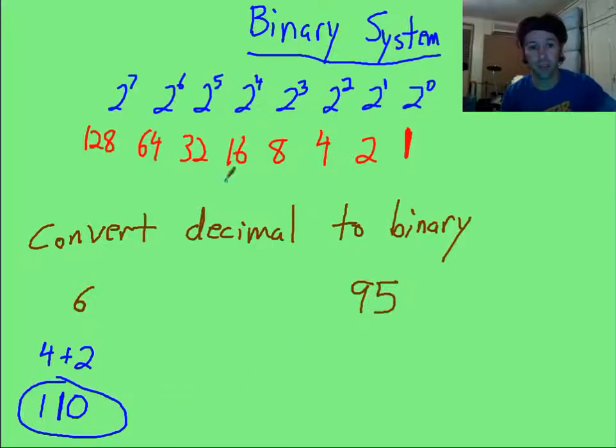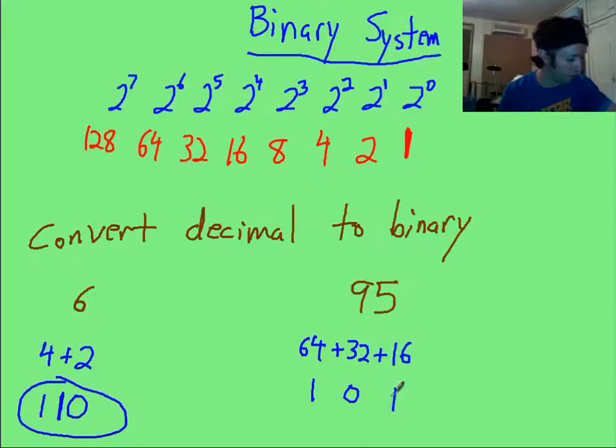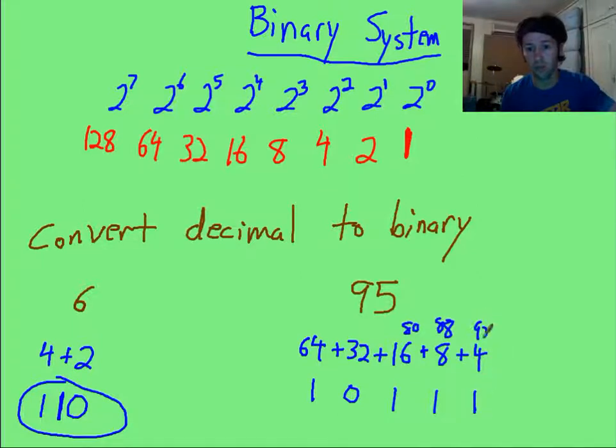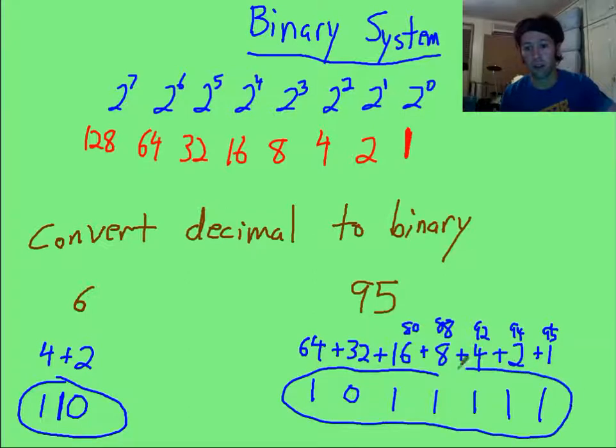95 is a little bit more complex. Biggest column I need is, I do need a 64. So I get a 1. Do I need a 32? No. Do I need a 16? Yes, I do. And that's going to give me a total of 80. You got to keep a running count here. Do I need an 8? Yes, it's going to give me an 88. Do I need a 4? Yes, gives me a 92. Do I need a 2? Yes, it gives me a 94. Do I need a 1? Yes, that's going to give me 95. And so then my number in binary is this here.